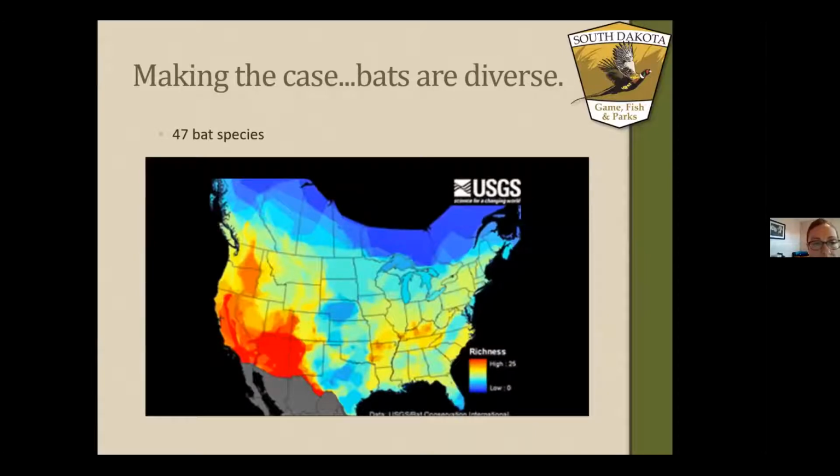In the US, at least the lower 48, there are 47 species of bats, and they're found throughout the states. And similarly with the colors, the highest bat species richness is found in the warmer parts of the country, in the Southwest. They have about 25 bat species.